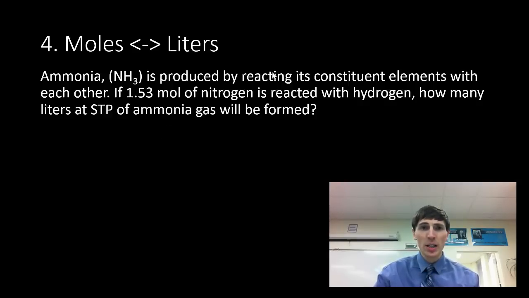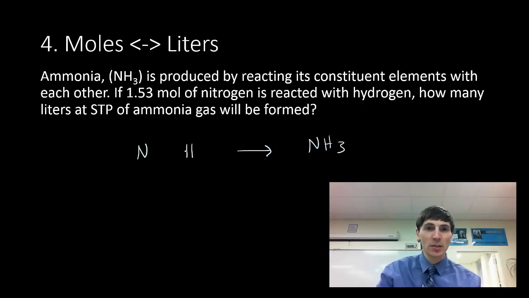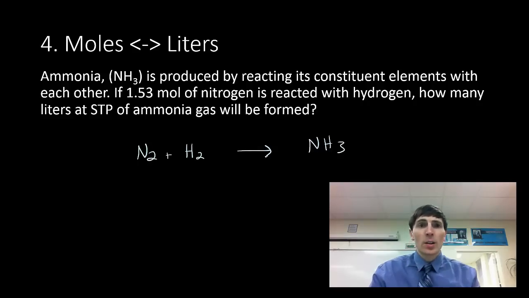So it says ammonia is produced by reacting. Okay, so ammonia is produced. So I'm going to make ammonia by reacting its constituent elements with each other. So what makes up ammonia? Nitrogen and hydrogen. But remember, Brinkelhoff, these guys come as a two-pack, diatomic. So here's my reaction. I need to balance it now.